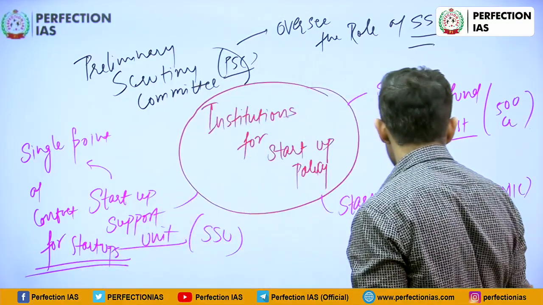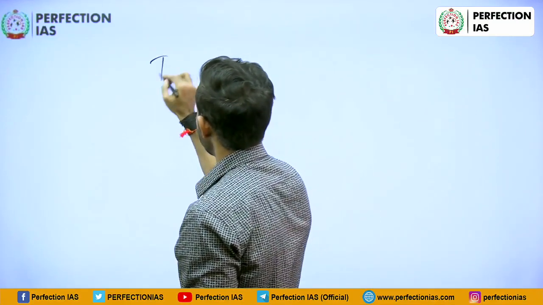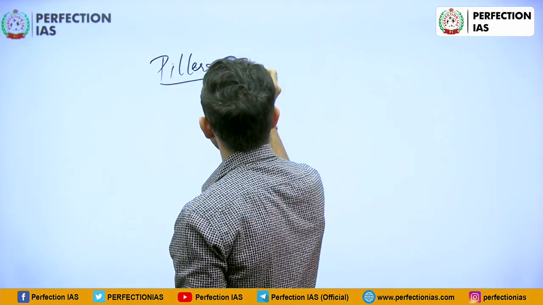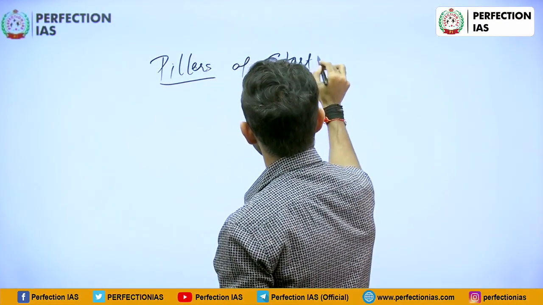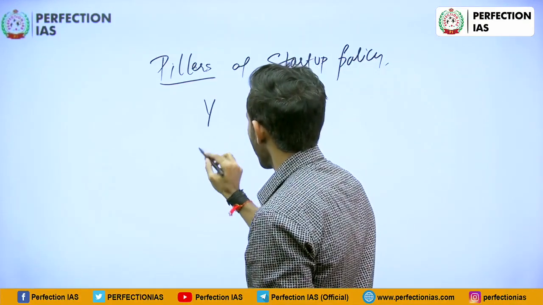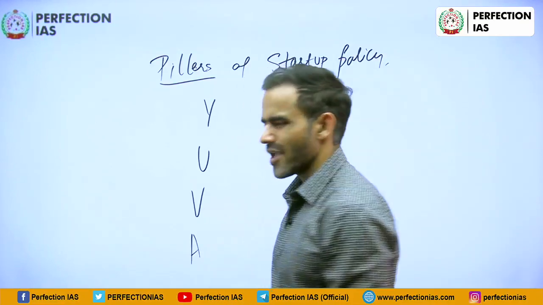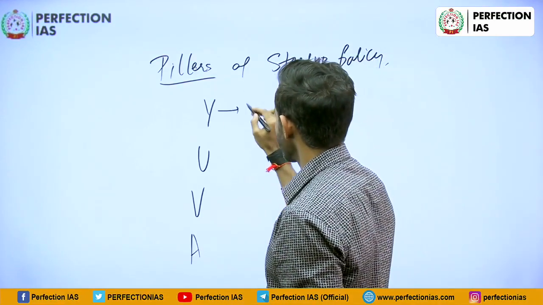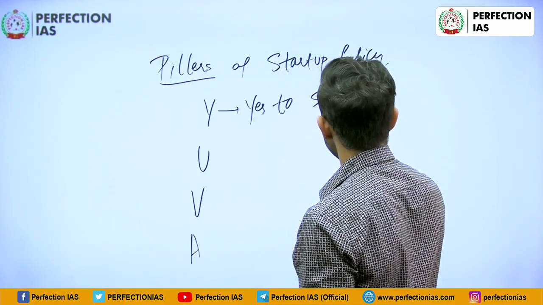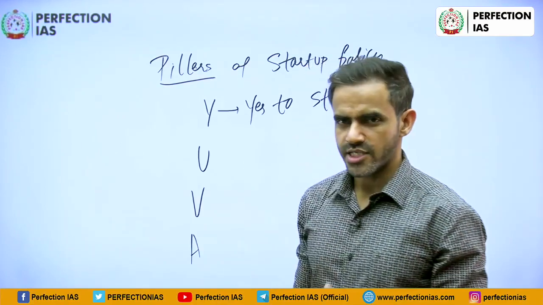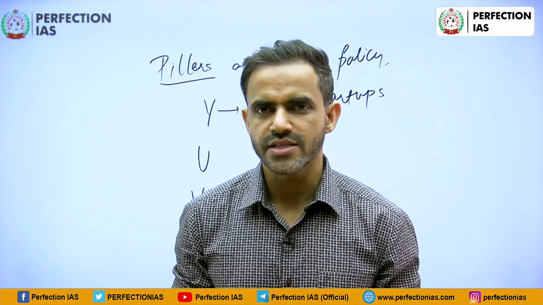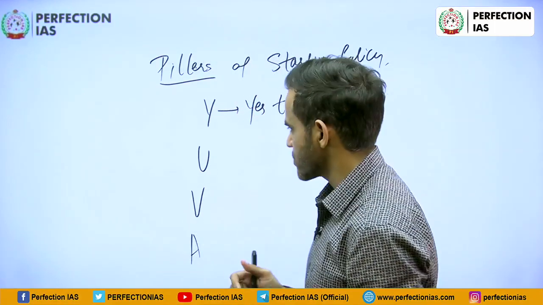Next dimension is, what are the key pillars of startup policy. It is based on 4 pillars, YUVA. Y stands for Yes to Startups. That means the state government will encourage startups, new businesses and new entrepreneurs. So that is Yes to Startups.